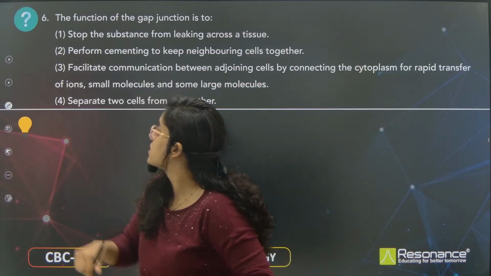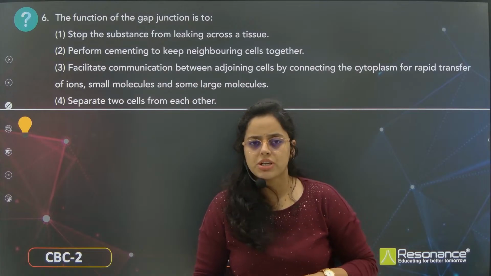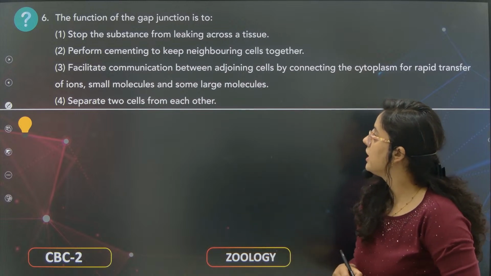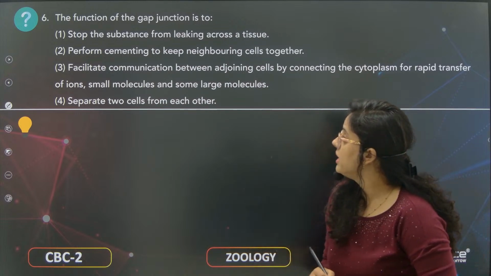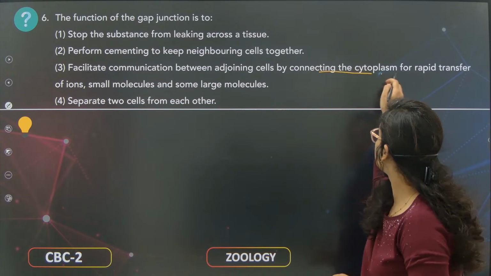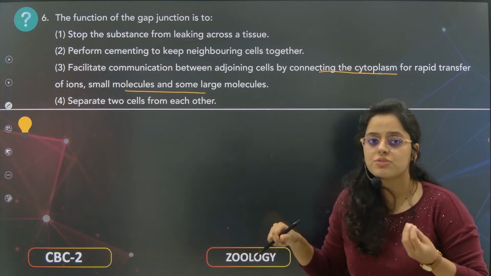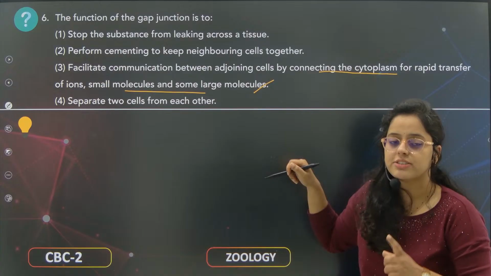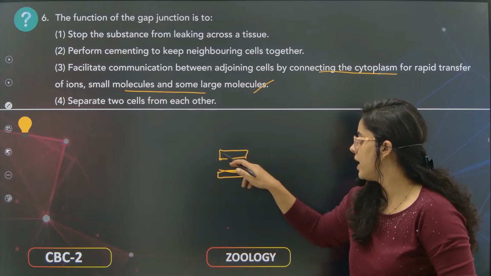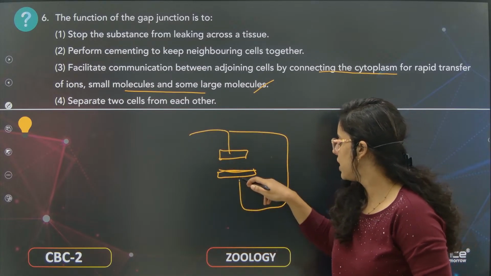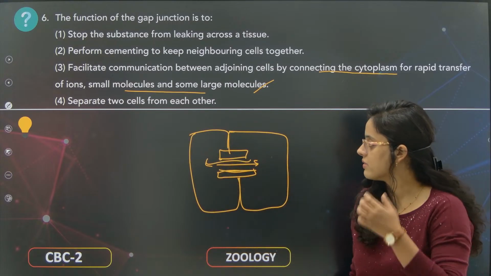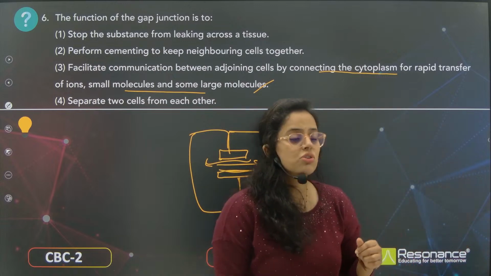Now coming to the next question, question number 6. The function of the gap junction is to facilitate communication between adjoining cells by connecting the cytoplasm for rapid transfer of ions, small molecules or some large molecules. This is the correct answer. If you see, they had protein channels which connected the adjacent cells together, so that these adjacent cells can communicate with each other through exchange of ions. So these are gap junctions. So the answer is going to be the third one.